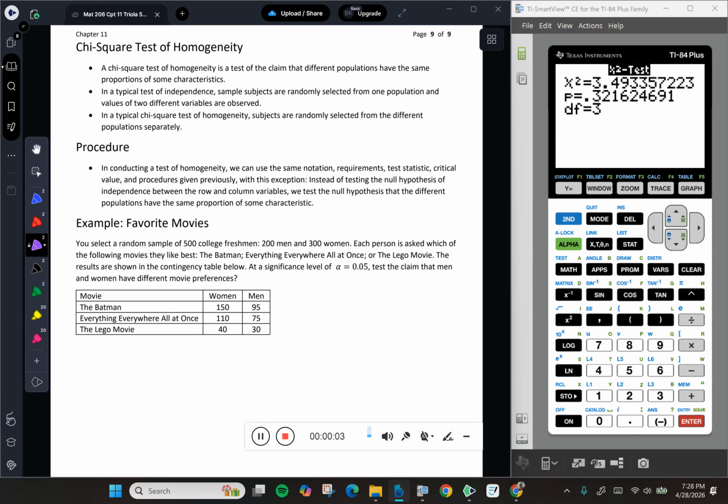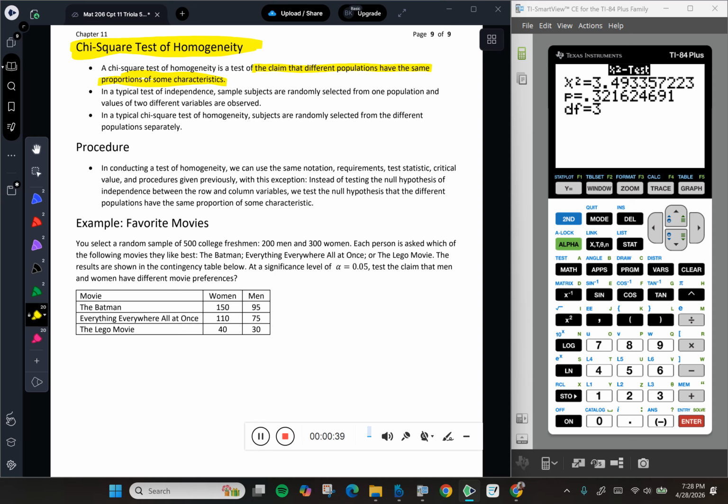All right, so here we are, section 11.2, part 2, our last section, our last page, our last test. In this section, we are going to take a look at what's called the chi-squared test for homogeneity. Basically, what's going to be tested here is we're testing the claim that different populations have the same proportion of some characteristic. In a typical test for independence, the sample subjects, everybody's from the same population.